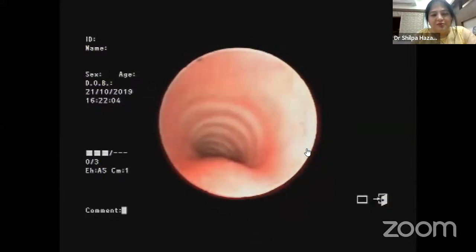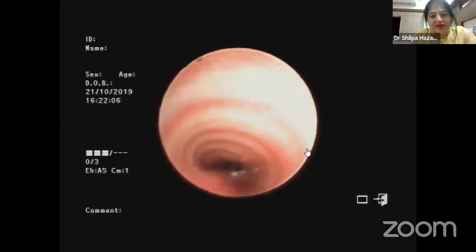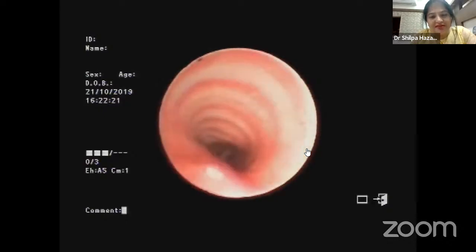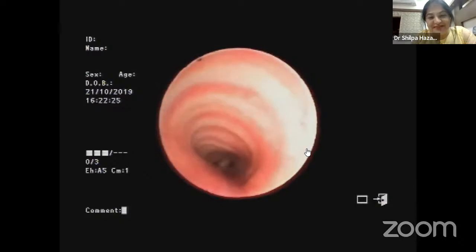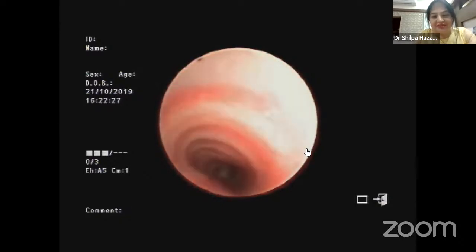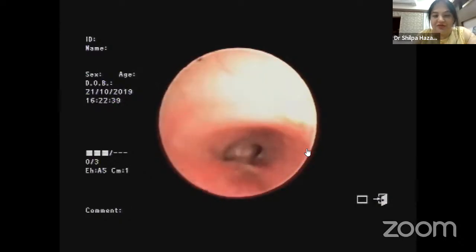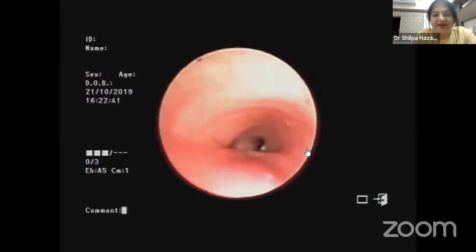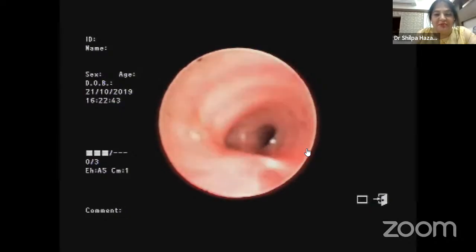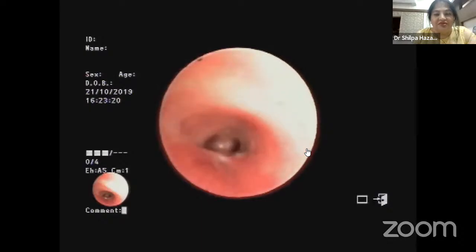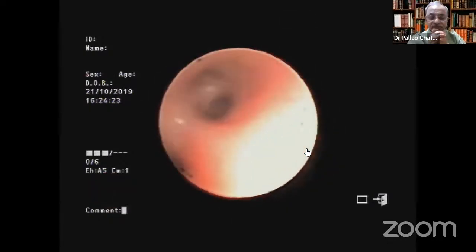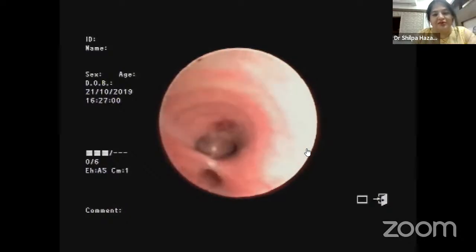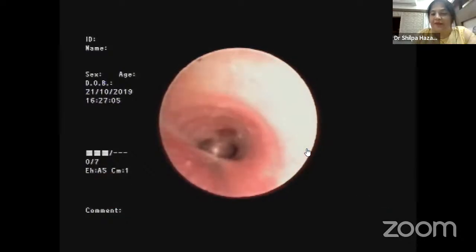So I did a flexible bronchoscopy in this child, and if you can see, I initially thought that this was an H-type fistula, but actually it was not, because it was not opening. Then I went ahead, and there was a big fistula there, almost in the lower one-third. Can you see a big fistula? Yes, a huge fistula is there.